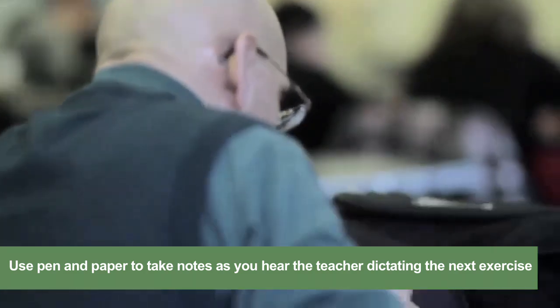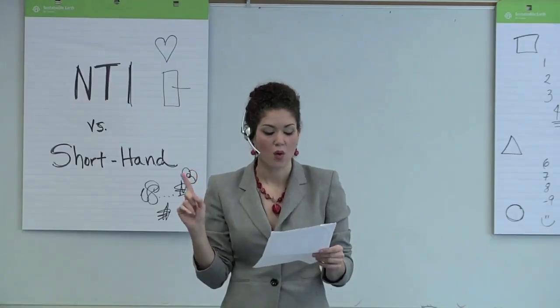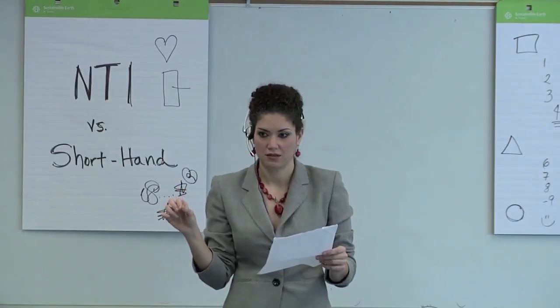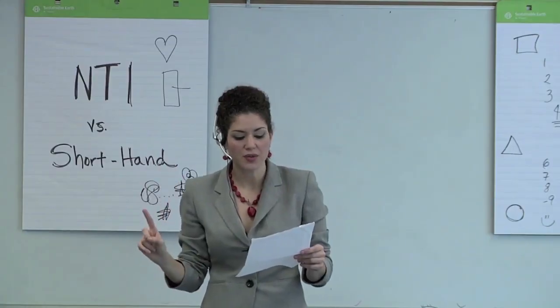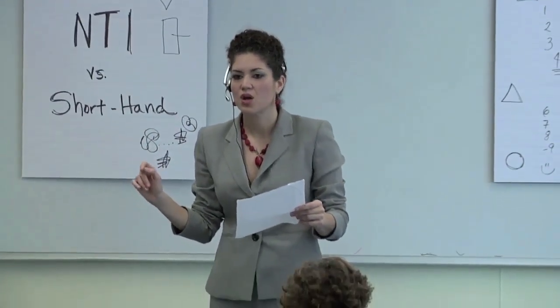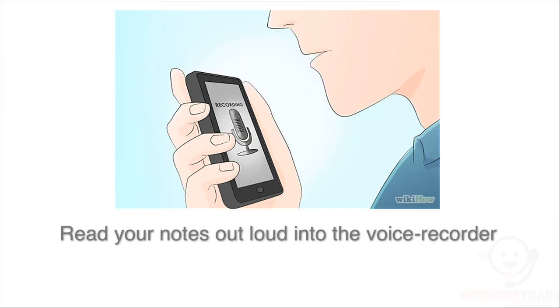1 has A, B, C, a little bit of D. Also, 1 has X, Y, and Z. Z has 100, 200, and sometimes 300. Push the record button and read your notes out loud into the voice recorder.